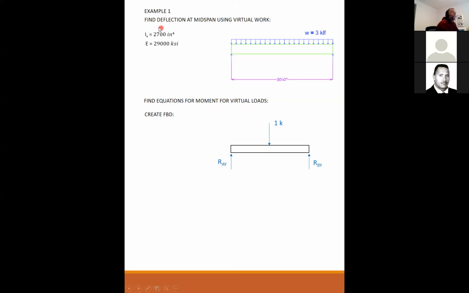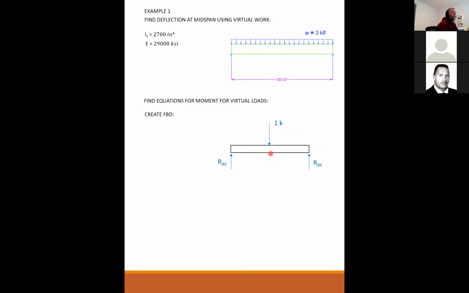The problem says find the deflection at midspan using virtual work. I want to know what the deflection is at midspan, so I'm going to put a 1 kip virtual load in the direction that I think it's going to deflect at midspan. That's how this method works.